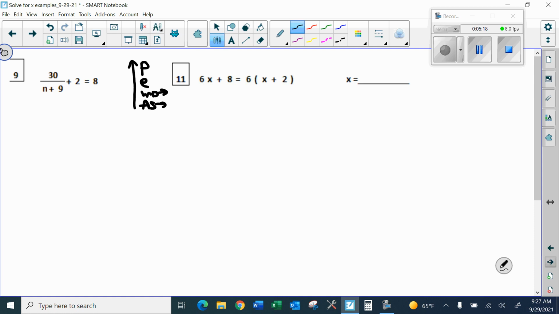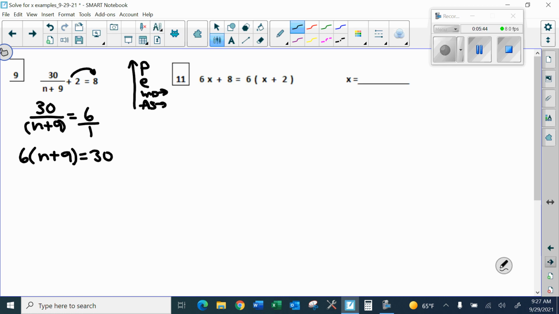Okay, so I'm going to subtract the 2 across. I have 30 over n plus 9 equals 6 now, because 8 minus 2 is 6. I can always put that over 1. Okay, and I have a proportion, and so I can cross multiply. Remember, put parentheses around that. So I have 6 parentheses n plus 9 equals 30.